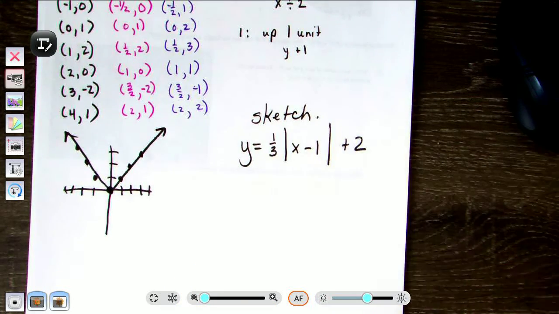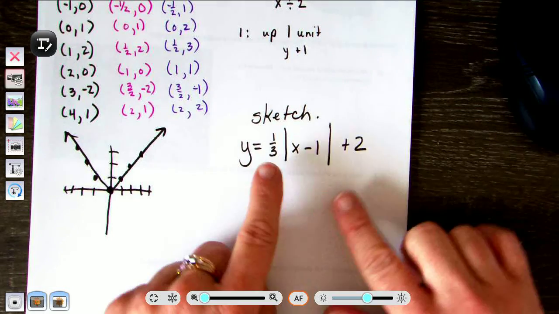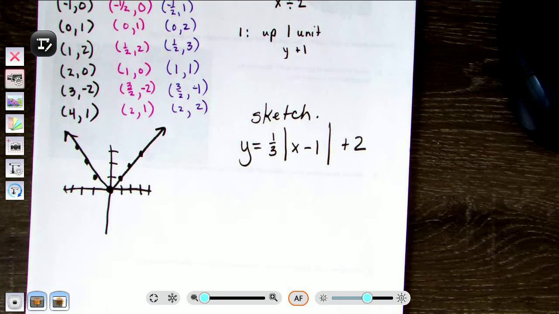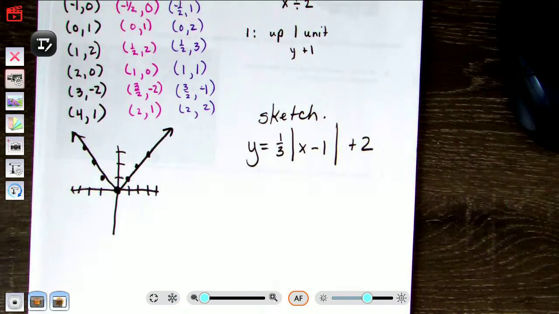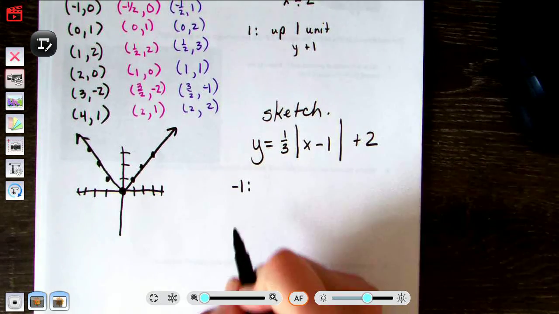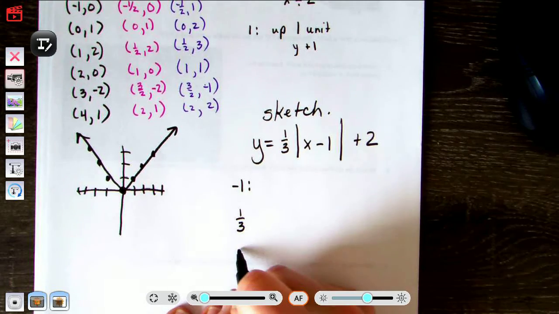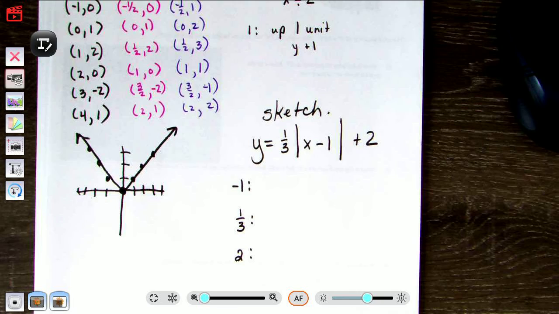Notice this minus 1 is inside that absolute value function, so it's going to affect our x's, and it's going to affect them backwards. These two values are outside that absolute value function, so they will affect our y values, and they will act normally. Now the order of operations says we start inside first, so we're going to take care of this minus 1 first, then we'll take care of our multiplying, and then we'll do our adding and subtracting. So we're going to be doing it in that form.